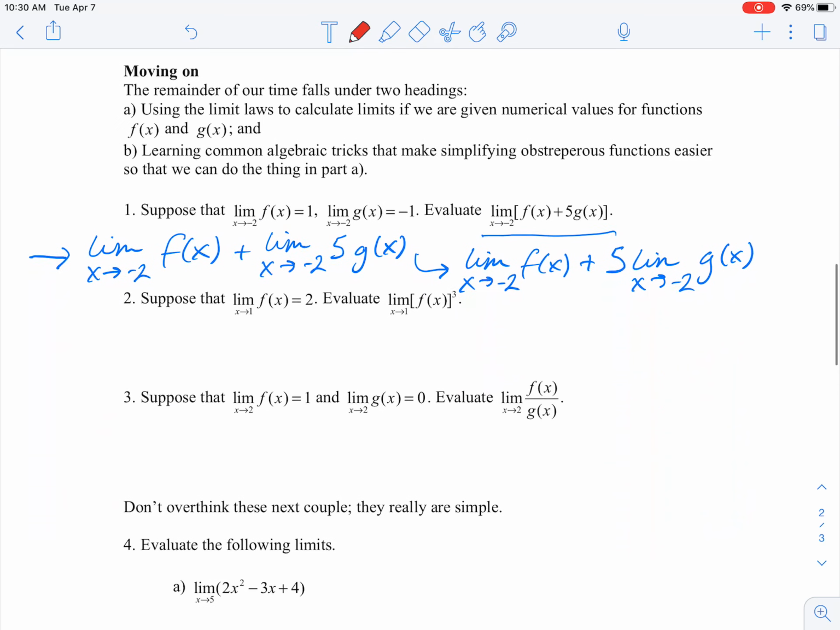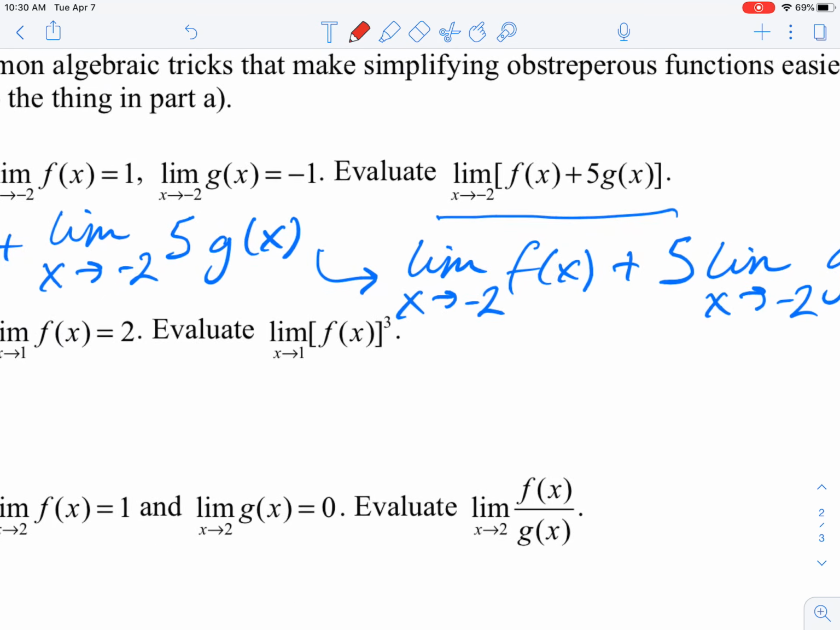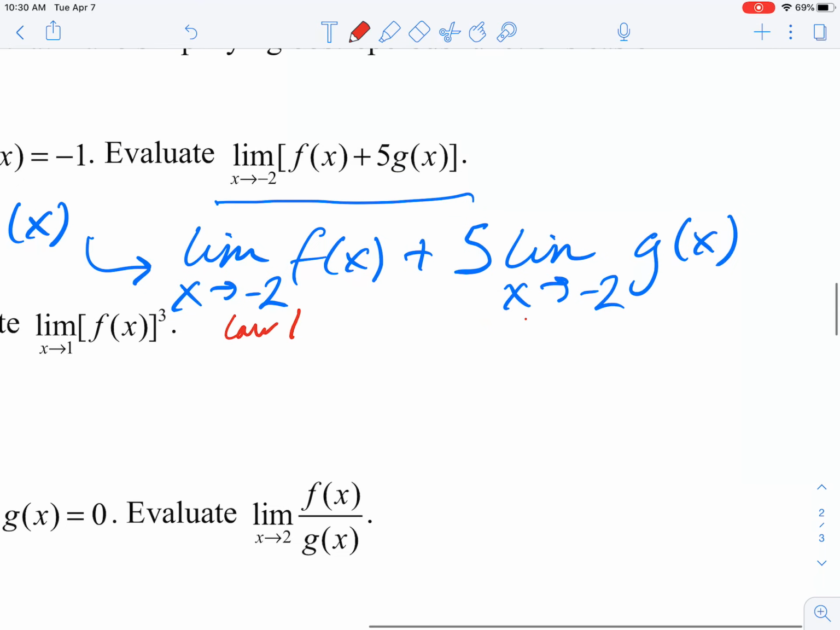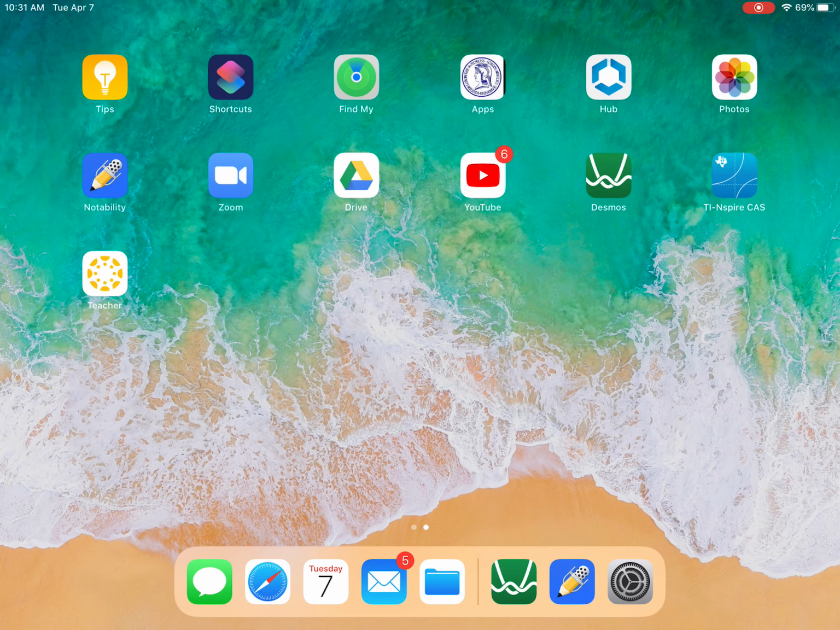So we'll say law 1 and law 3. Now, I'm not going to require you write these laws out each time. I am just doing this the first round so that you are clear on how they're working and what we're doing.